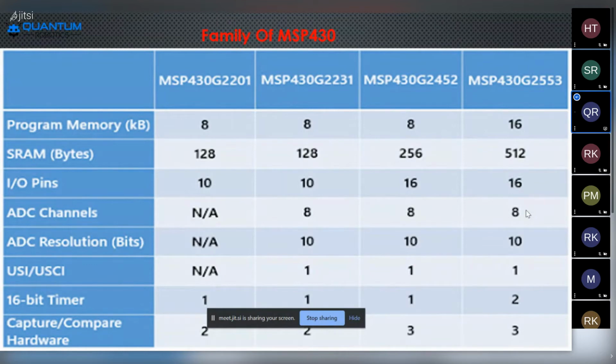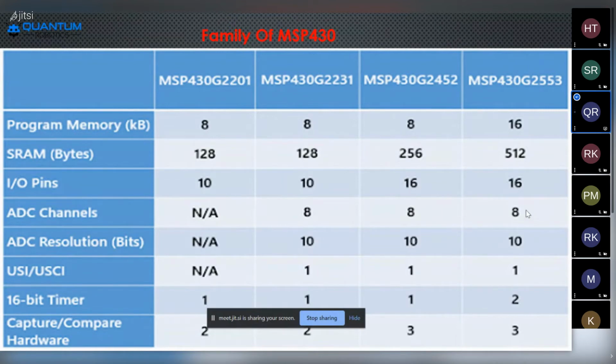In the 2452, the 16-bit timer acts like in the 2231, and all are equal, but the input and output pins have been increased in the 2452. The SRAM capacity has also been increased. The SRAM capacity in bytes has been increased to 256. In the 2231 it is 128, but in the 2452 it has increased to 256.